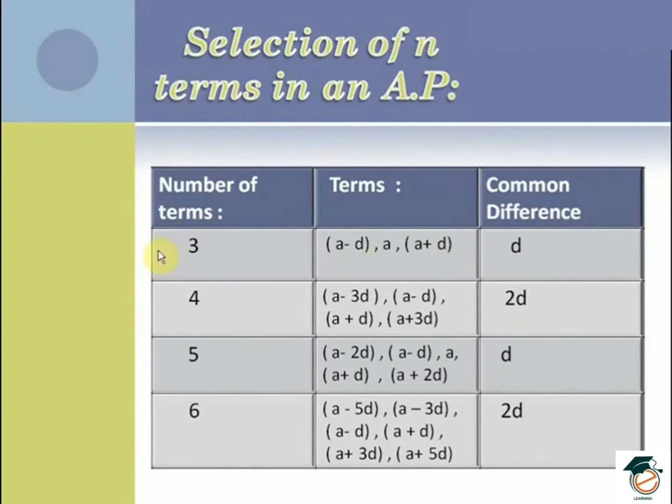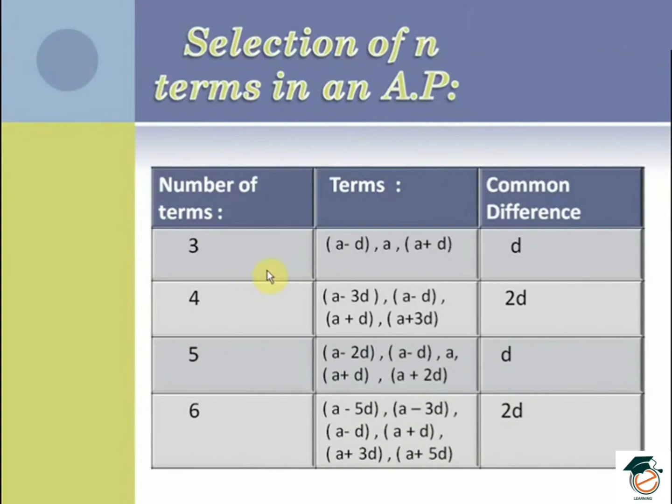Now if we have to select 4 terms, then what are the terms we are going to select? We can select them to be a minus 3d, a minus d, a plus d and a plus 3d, and so the common difference becomes 2d. Similarly, if we have 5 terms, then we select the terms as a minus 2d, a minus d, a, a plus d and a plus 2d, and here the common difference is d. And if we have to select 6 terms, then we should select them as a minus 5d, a minus 3d, a minus d, a plus d, a plus 3d and a plus 5d, and the common difference becomes 2d.